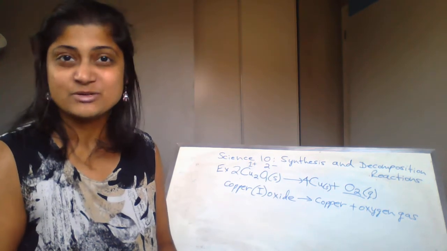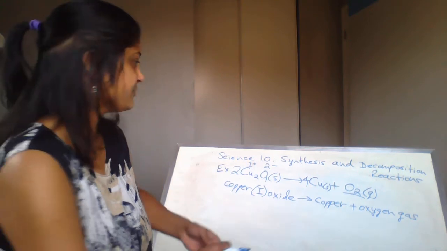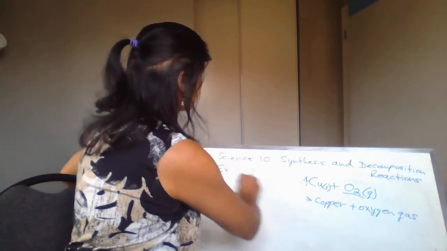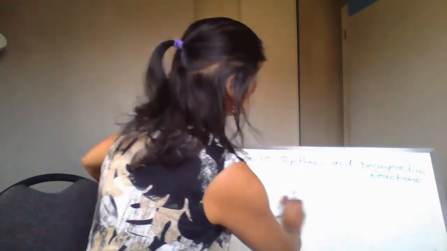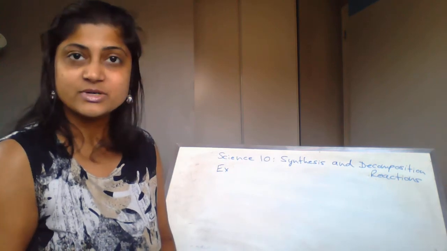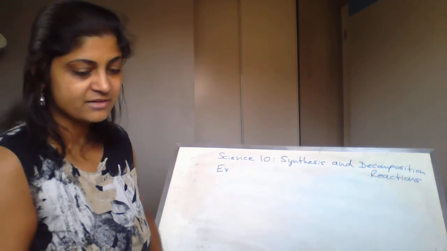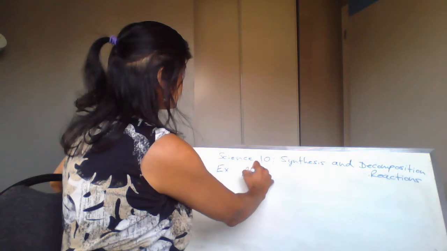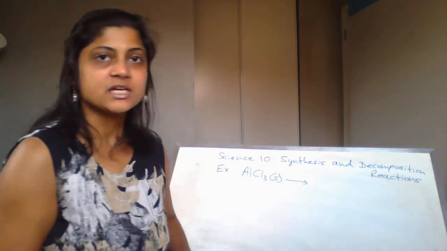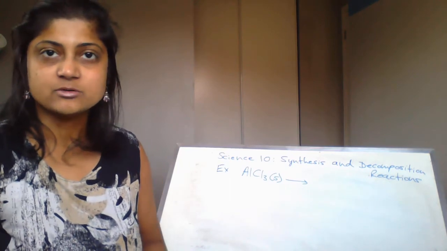So with that, let's try one more example here. That looks good. So let me just take this off. And again, I want us to practice the word equation for this as well. But let's write out the skeleton equation first. So I have Al, Cl3, and it's a solid. And again, it's just going to break down into its elements.